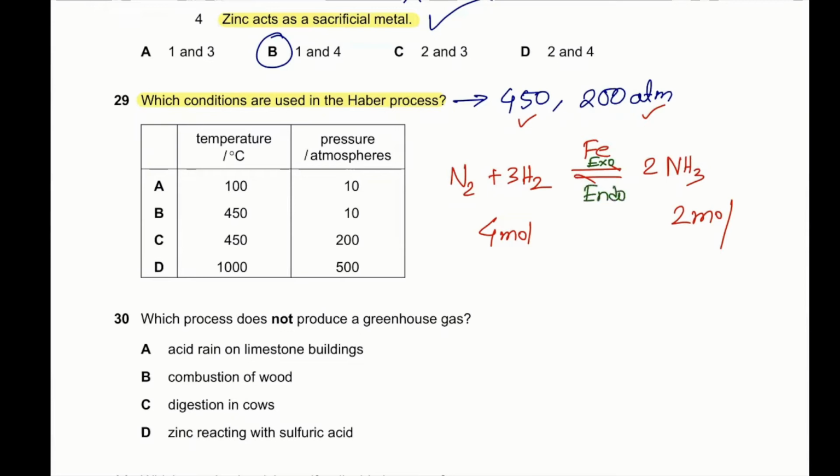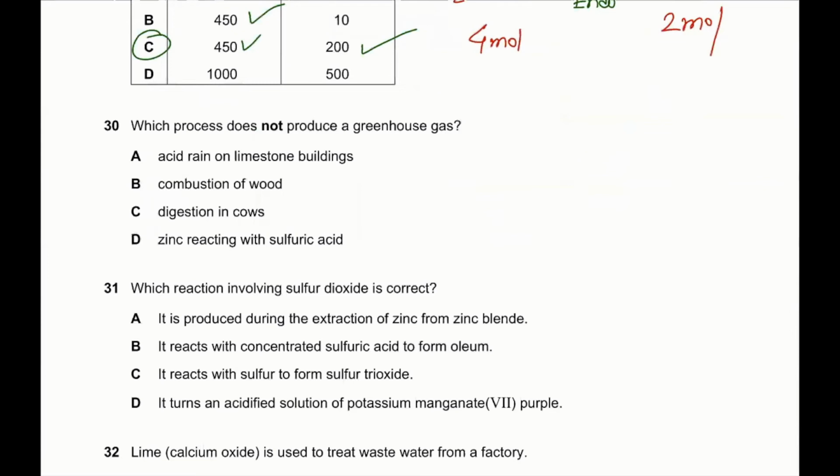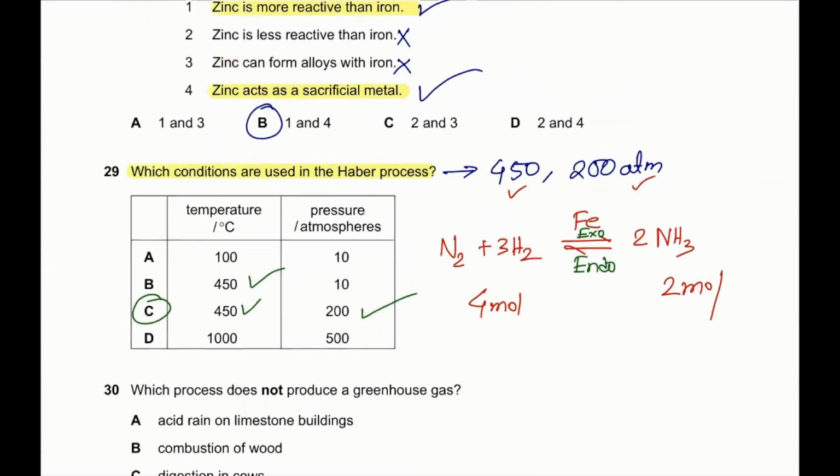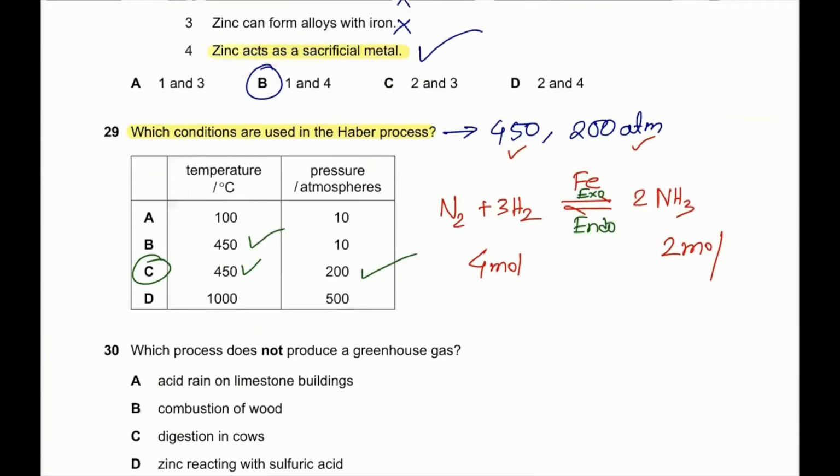Backward reaction is endothermic, which favors higher temperature. So temperature of 450 degrees Celsius and atmospheric pressure of 200. Question number 29, C will be the correct answer. Guys, you can memorize this. It's a pretty relatively easy one and it appears every time in the question paper.